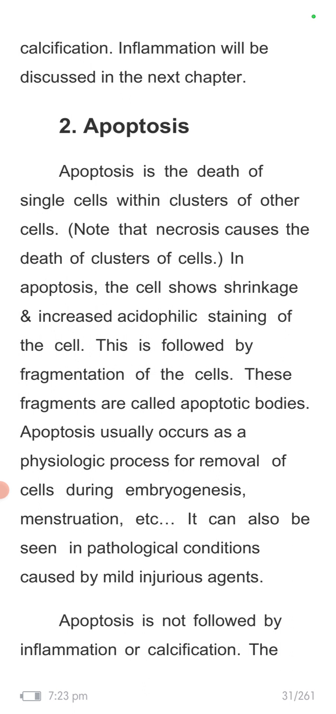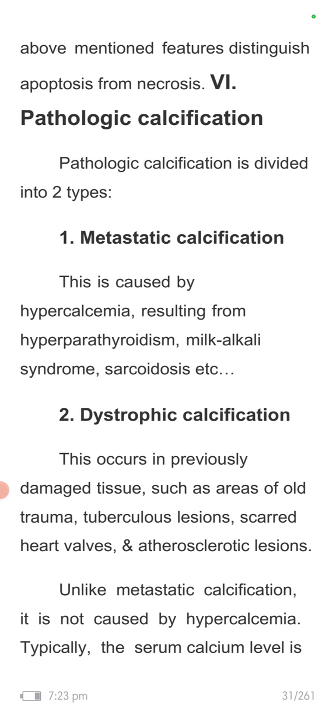Apoptosis usually occurs as a physiologic process for the removal of cells during embryogenesis, menstruation, etc. It can also be seen in pathological conditions caused by a mild injurious agent. Apoptosis is not followed by inflammation or calcification. The above-mentioned features distinguish apoptosis from necrosis.